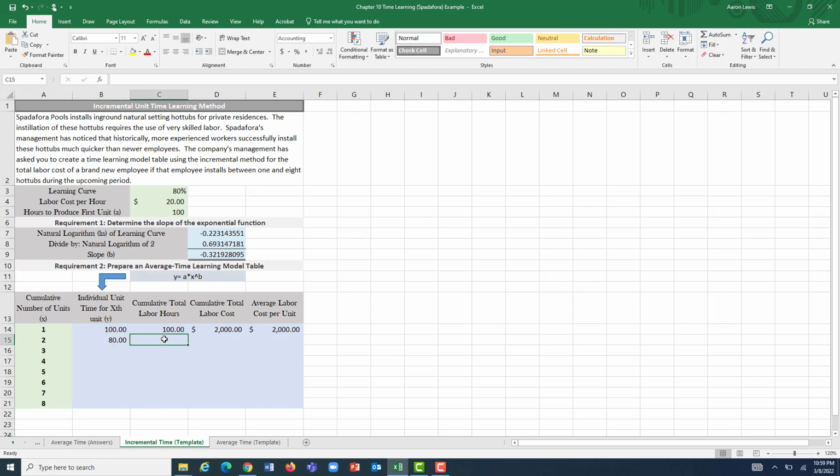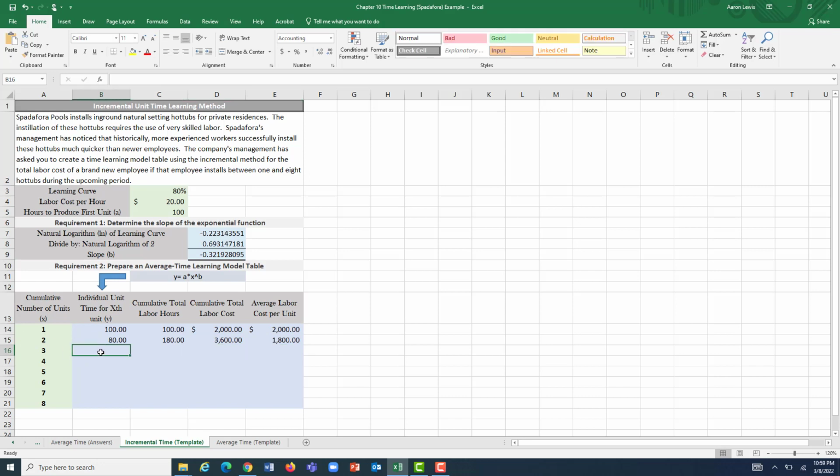So now his cumulative total amount of labor would have been 100 hours for the first one, plus 80 hours for the second one. If we wanted this employee to install 2 hot tubs during the period, according to our estimate, it would take 180 hours to do so. We are paying said employee $20 per hour, so if we pay this employee $20 per hour to work for 180 hours, our labor costs are $3,600, and now our average cost is $3,600 divided by 2, and that is $1,800 per hot tub that is installed.